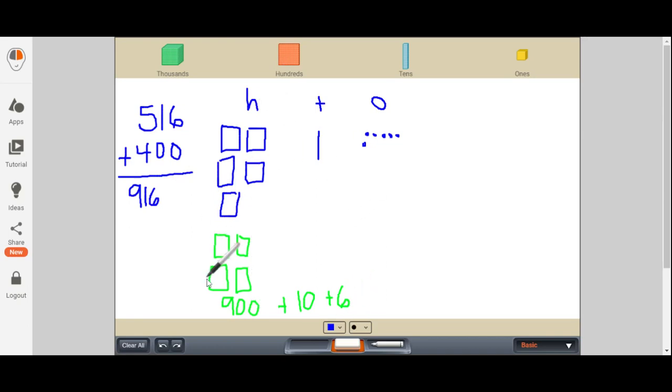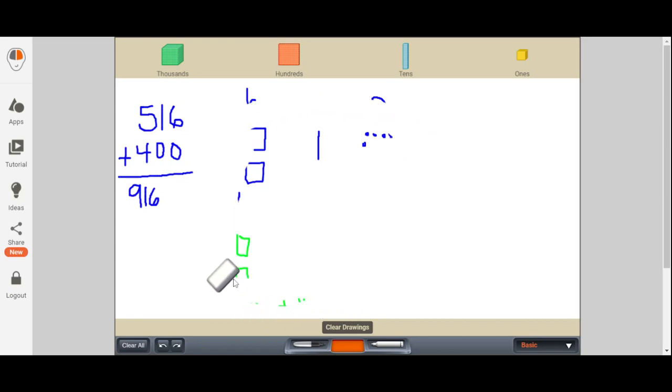Now what I'm going to do is erase that and show you expanded form. So pause it if you don't have this written down. So we're going to take this part away and look at another strategy.